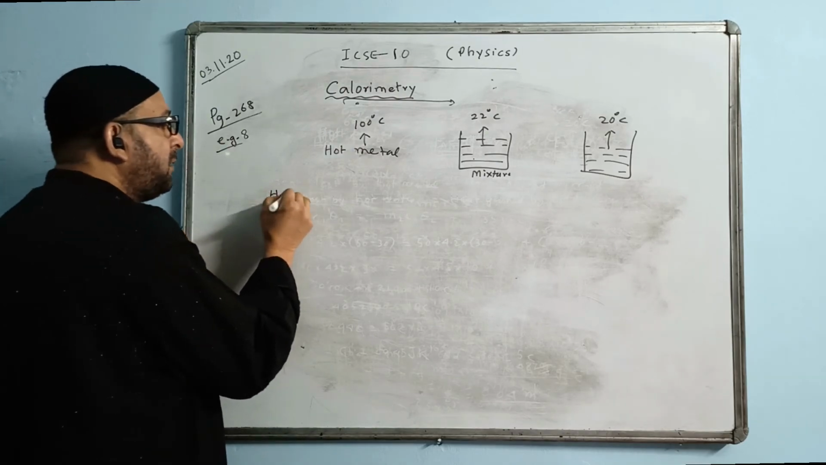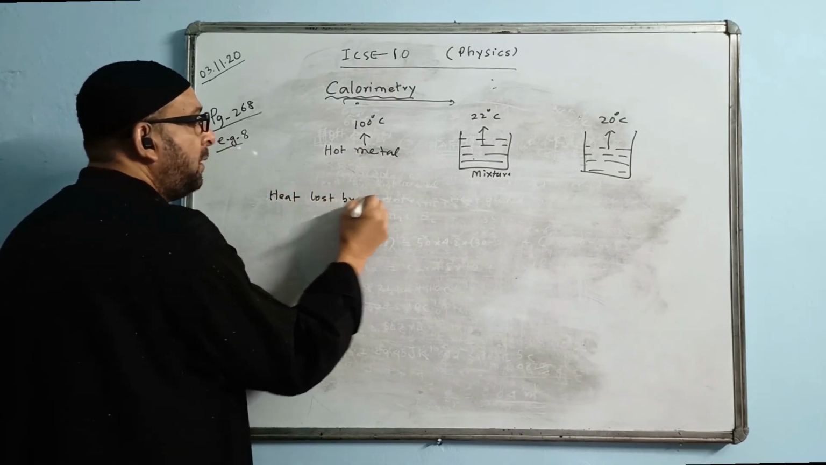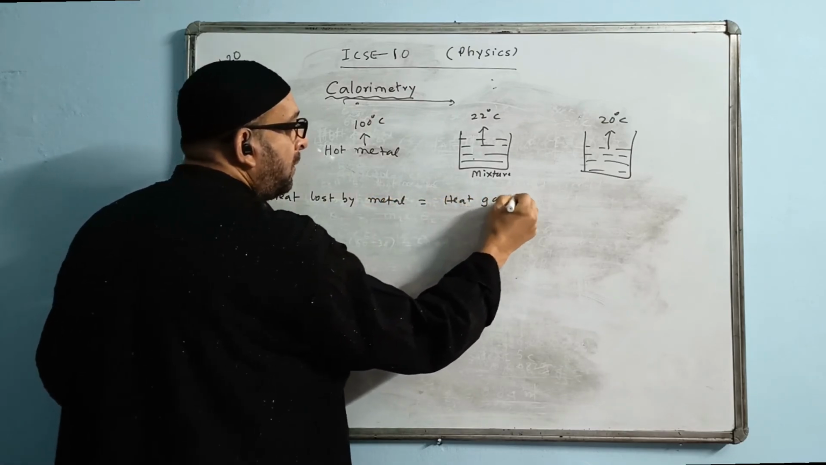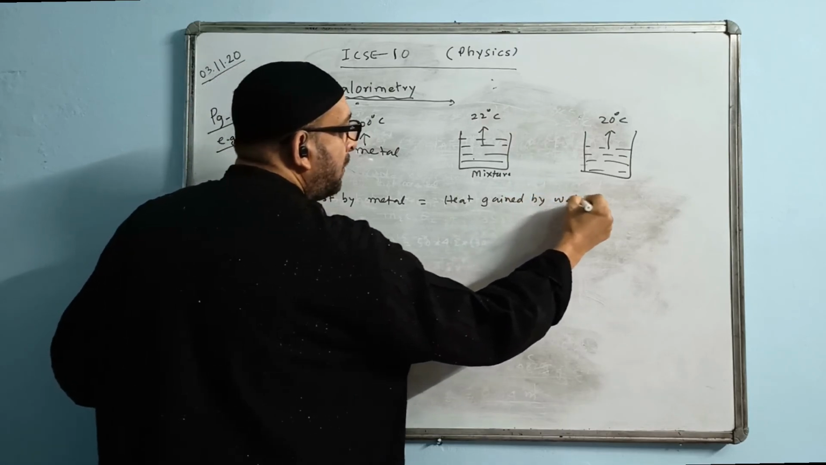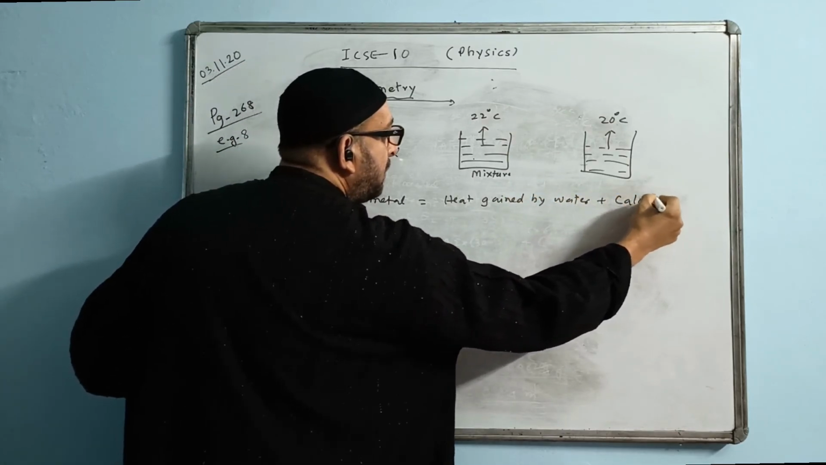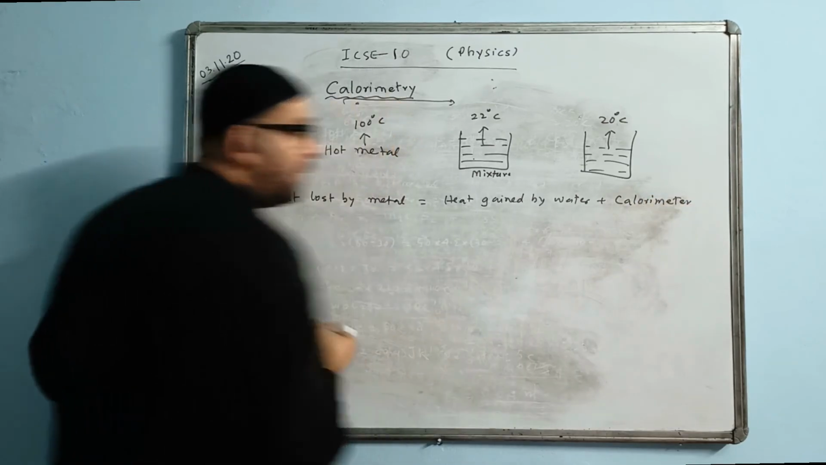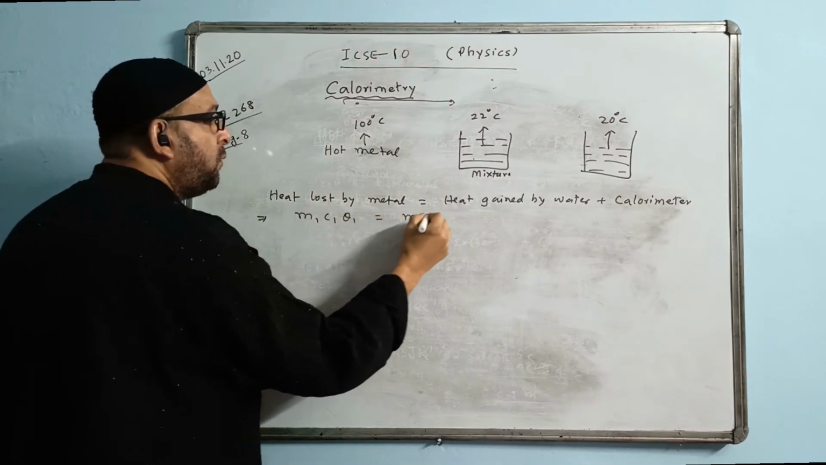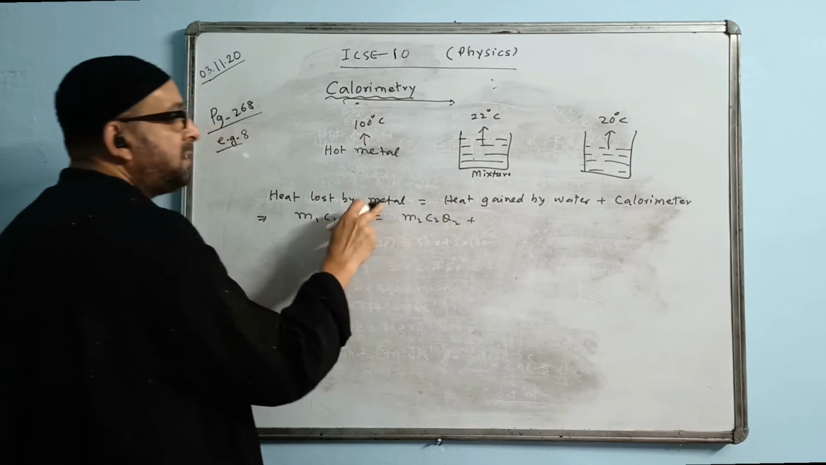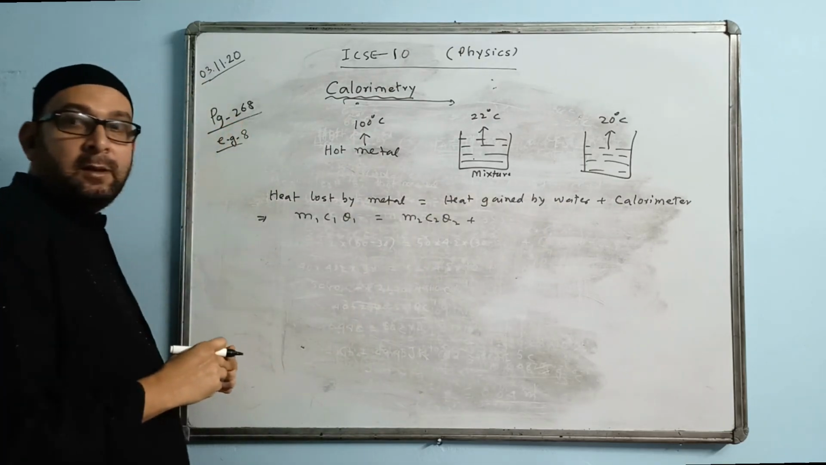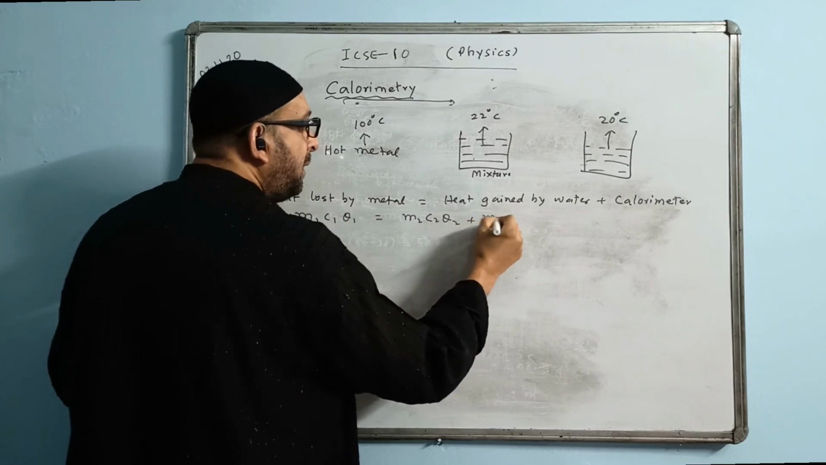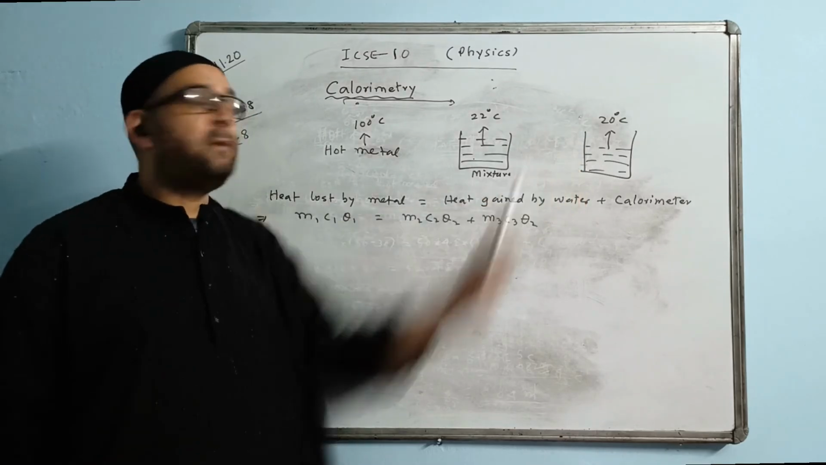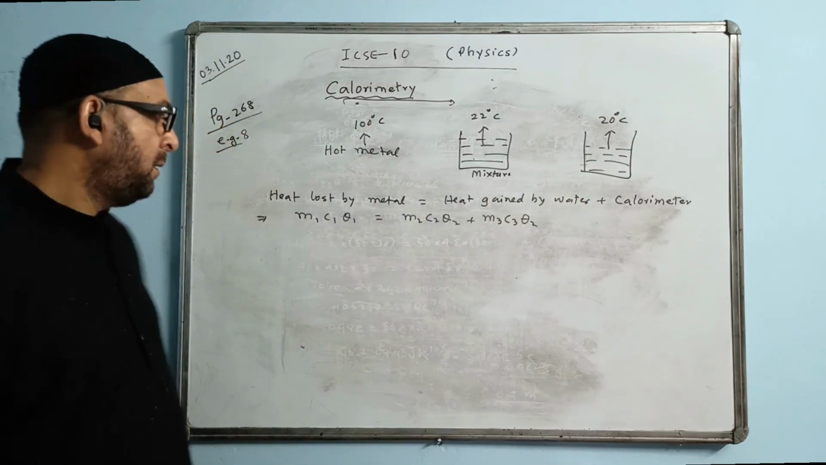We'll make the equation again. Heat lost by metal is equal to heat gained by water plus calorimeter. They are using the term calorimeter, so I write that. Here I write M1 C1 theta 1, and here M2 C2 theta 2, because things are different: this is metal, this is water. So I will not write the same thing. Here I write M3 C3 theta 2 only, because whatever happens with the water, the same thing will happen with the container, the calorimeter.